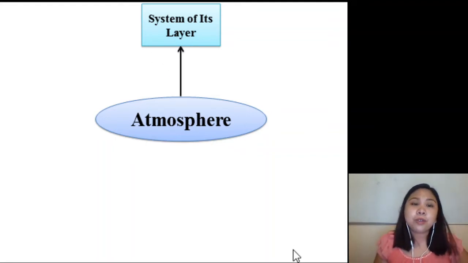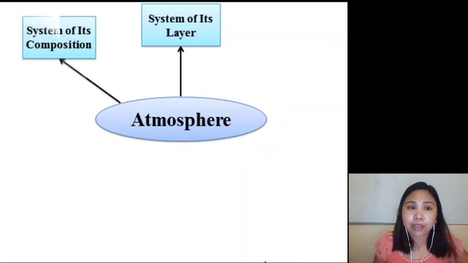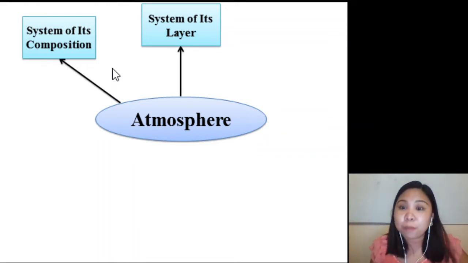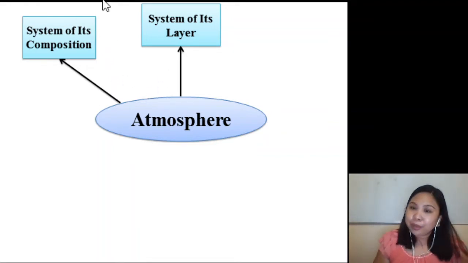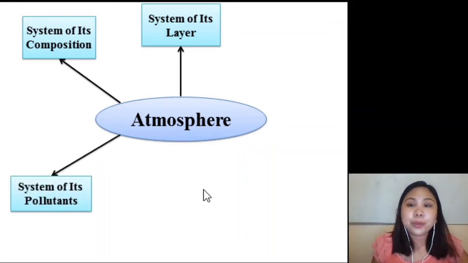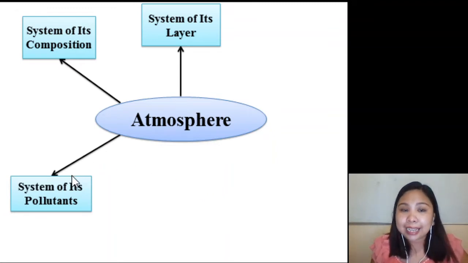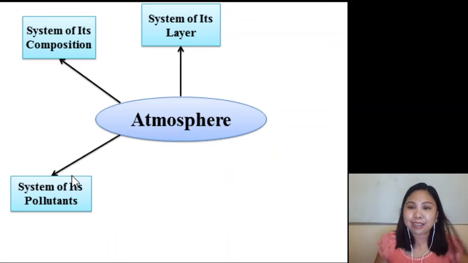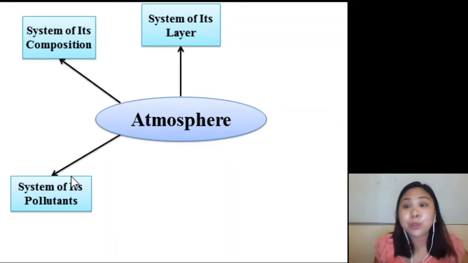So also, we'll cover in this video the system of its composition. Again, this is a recall but merong deepened discussion about its composition. Okay, so we will discuss its composition. Also, we'll try to find out saan nanggagaling yung mga air pollutants. Ayan. So, bakit kaya sabi natin ngayon, as of this moment, our air, yung air natin per se in the atmosphere, is being polluted. So, saan nanggagaling yung mga pollutants na yun?